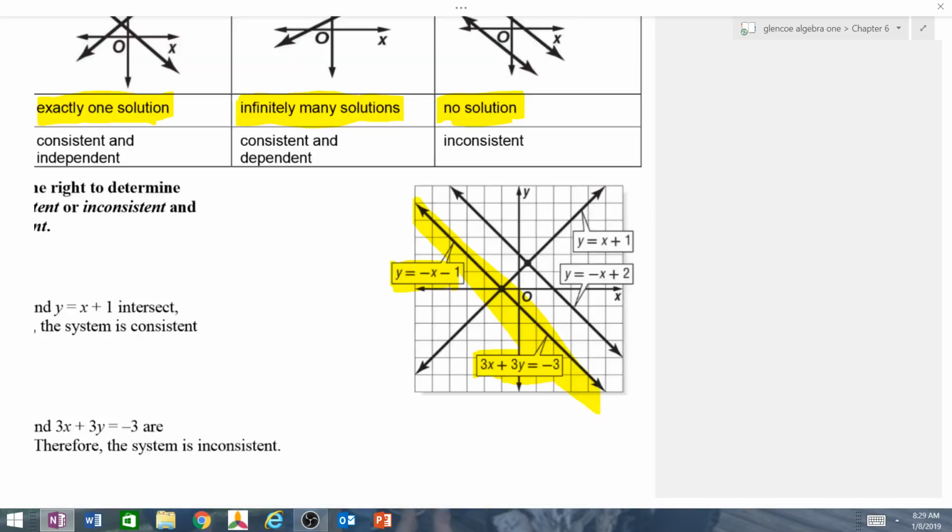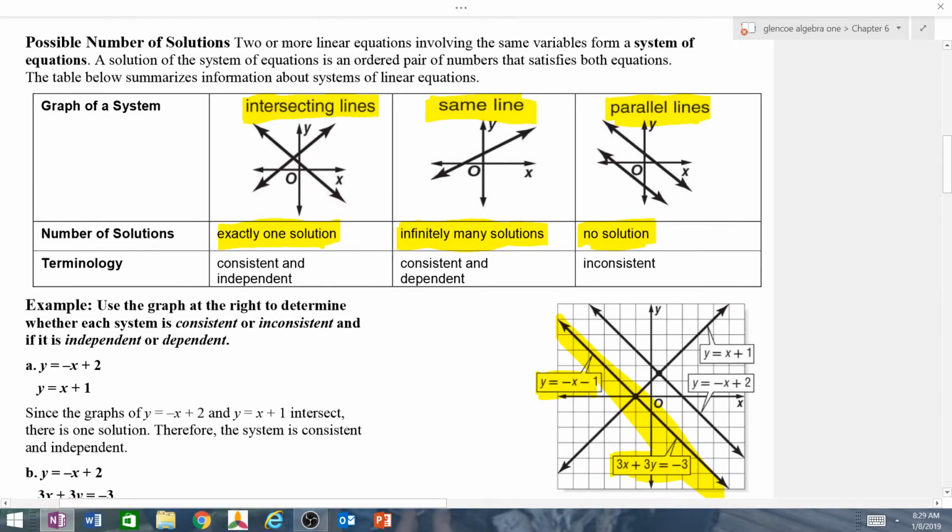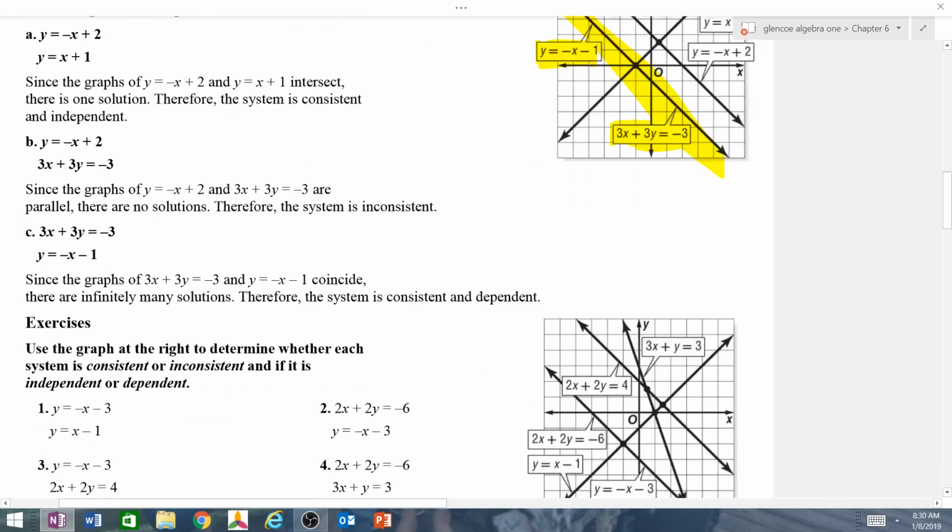What could you tell me? How many solutions does it have? Infinitely many, or all solutions. Do you guys remember touching on this last year in pre-algebra? Okay. No? I know you will when we do tomorrow's lesson. All right, let's take a look.